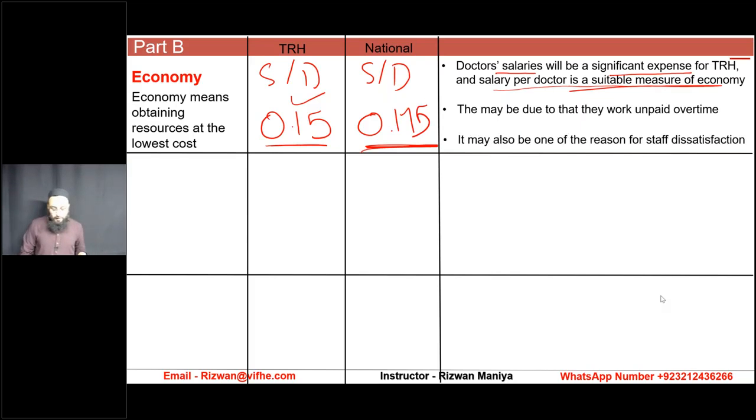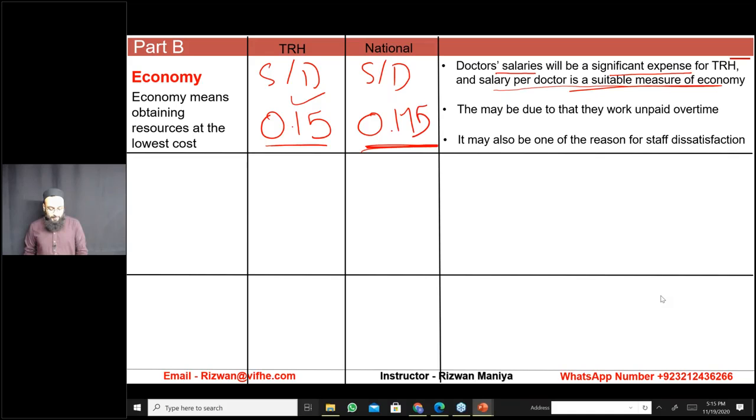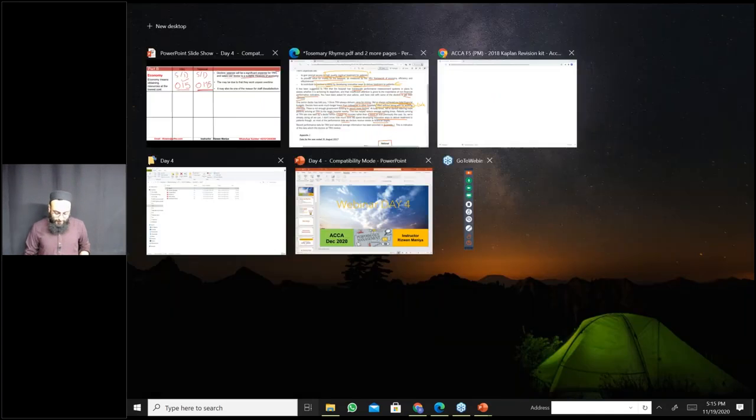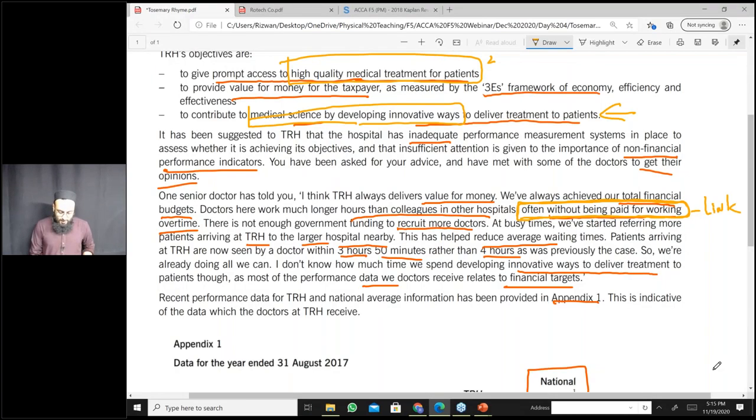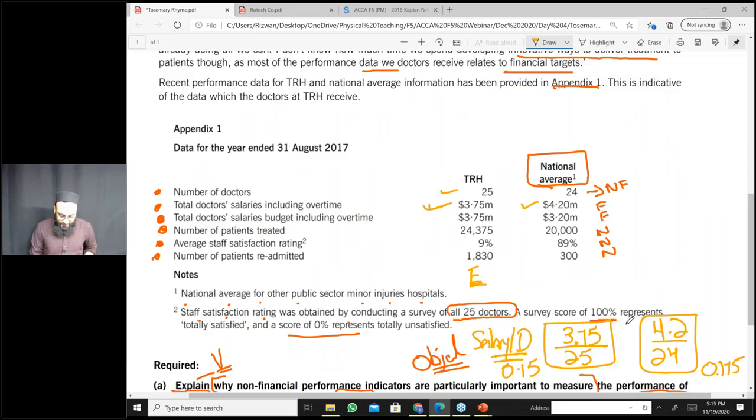It may also be one of the reasons for staff dissatisfaction. There is a possibility they are dissatisfied. Yes, they are dissatisfied. Let's have a look here. Are they dissatisfied? Yeah. See, their satisfaction rating is 9%, whereas the national satisfaction rating is 89%.